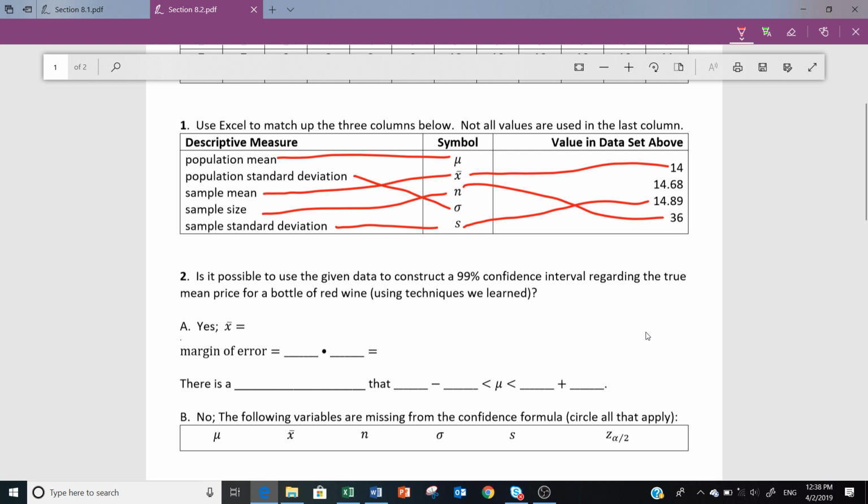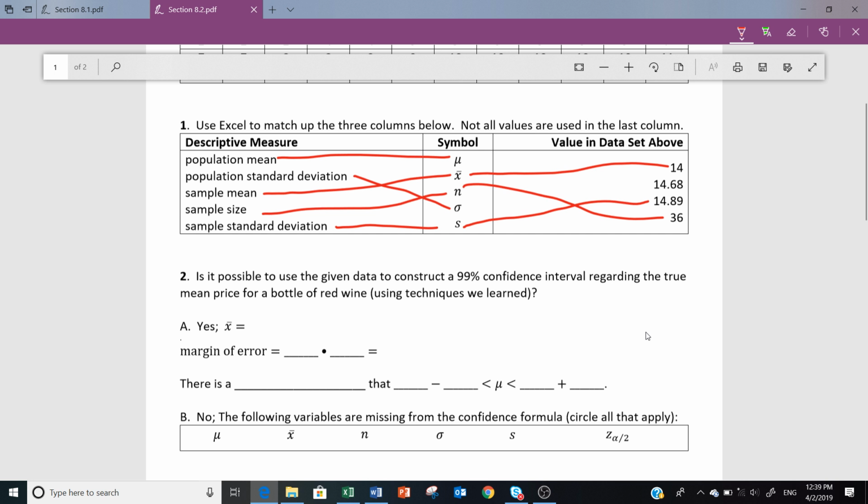What's X bar? Yeah, X bar is 14, but don't we need the population standard deviation? Can we do it, right? We have one thing that's missing. Why is that missing though?